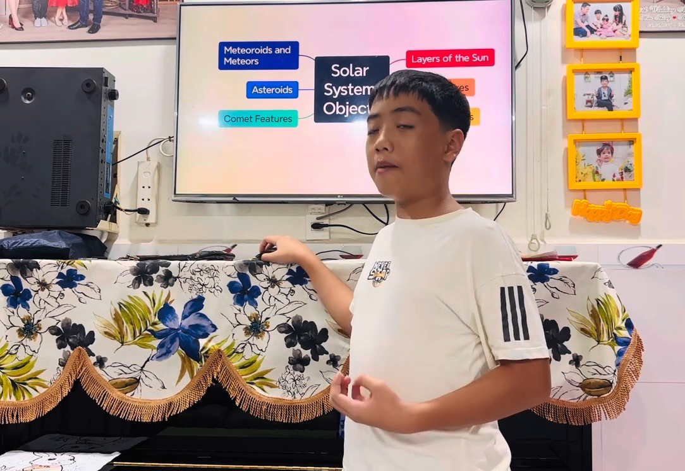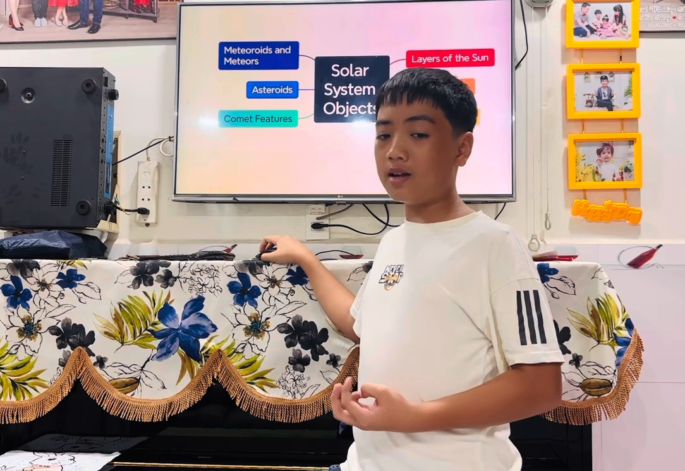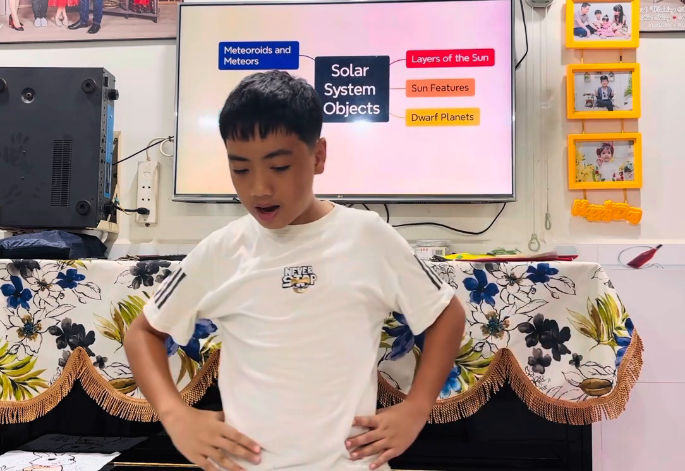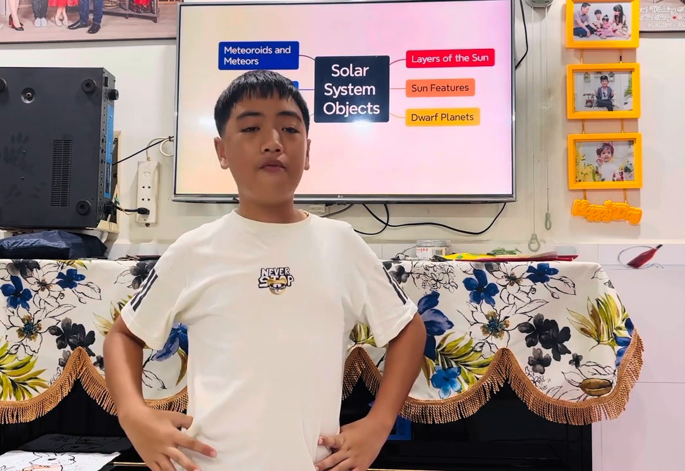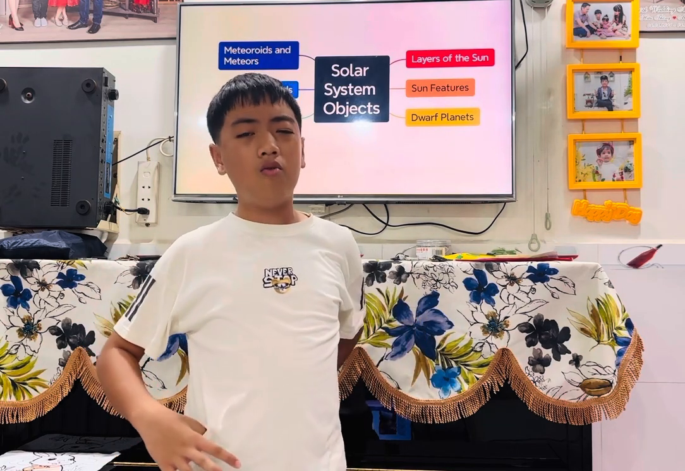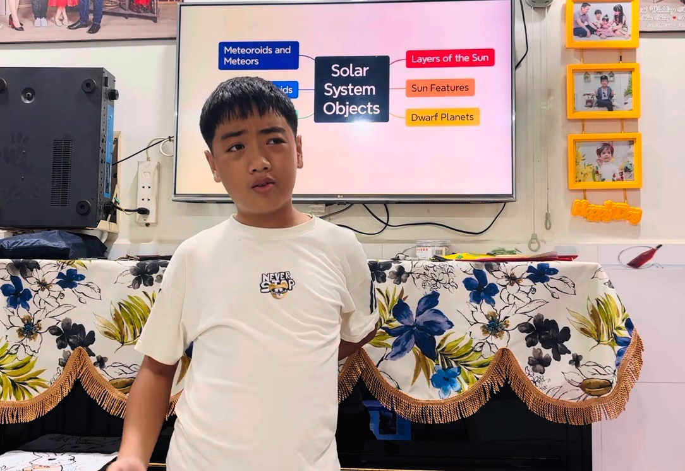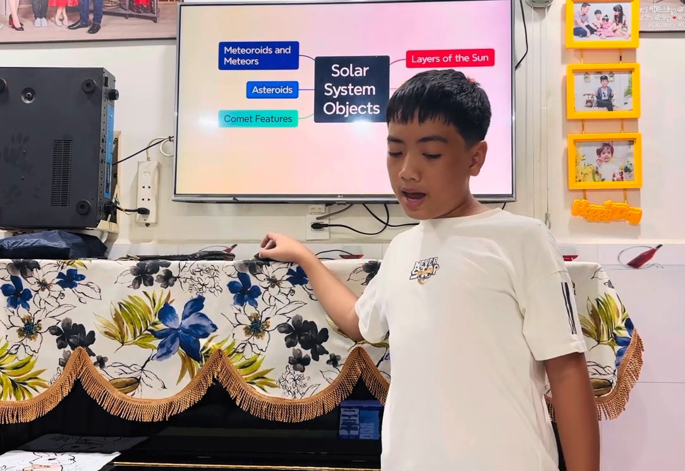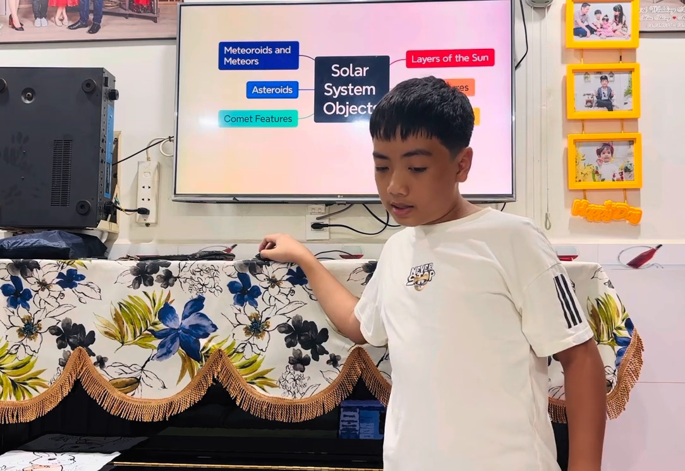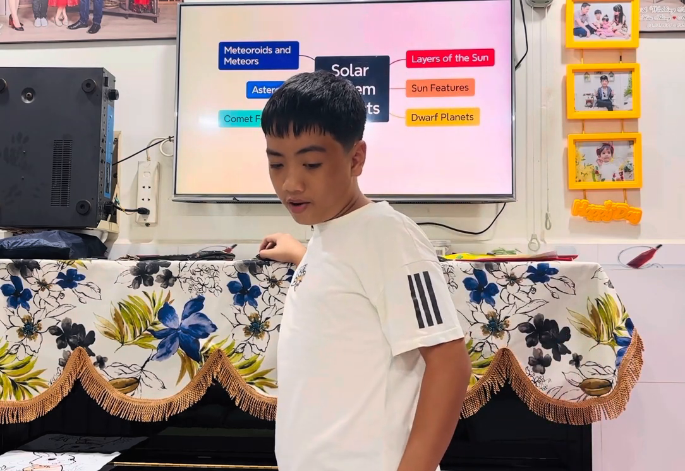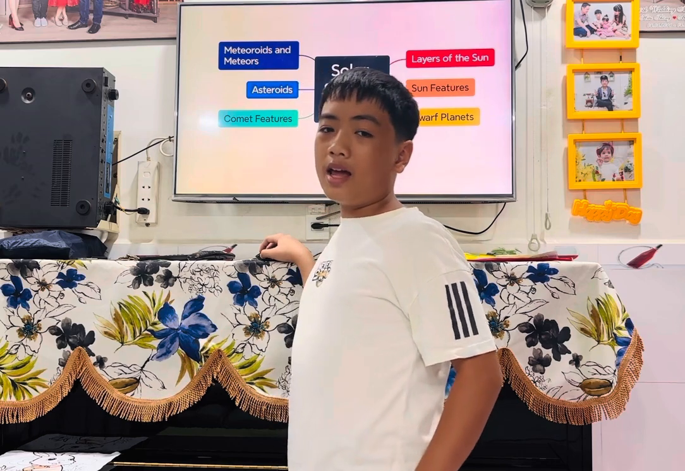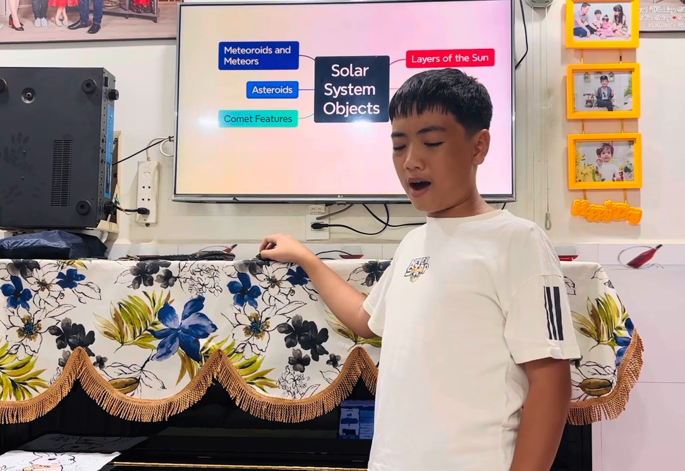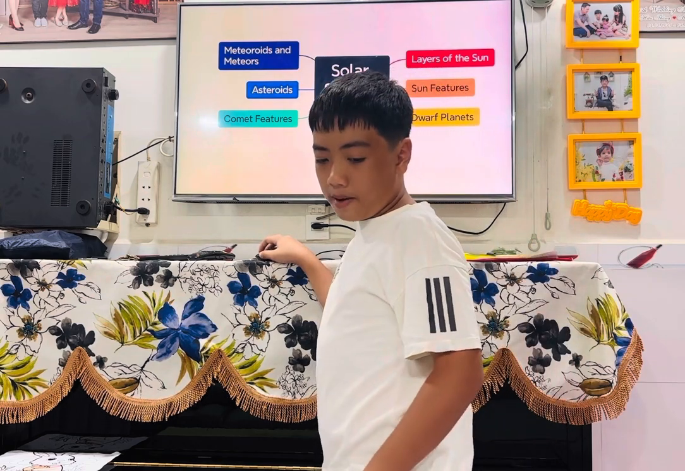A planet needs to orbit the sun, its sun, and have enough gravity to ground itself. And if it passes these two requirements, then it will be considered a planet. But a dwarf planet can't complete it yet because it doesn't really do its orbit correctly. That's why. Next, we have the comet features.